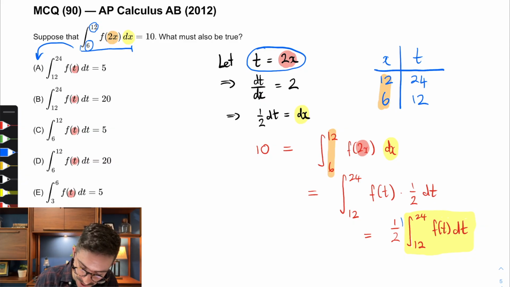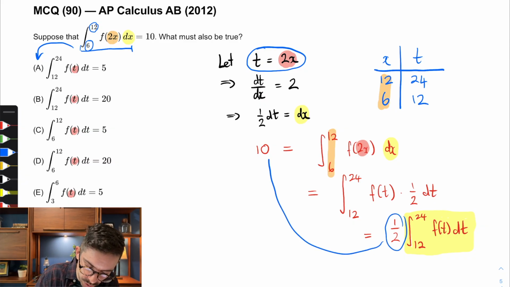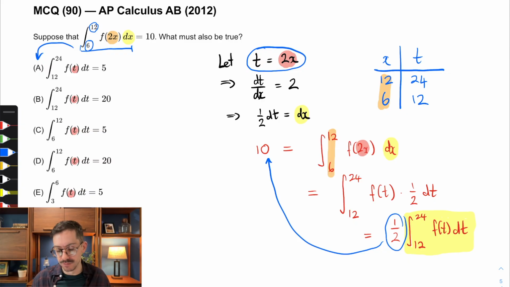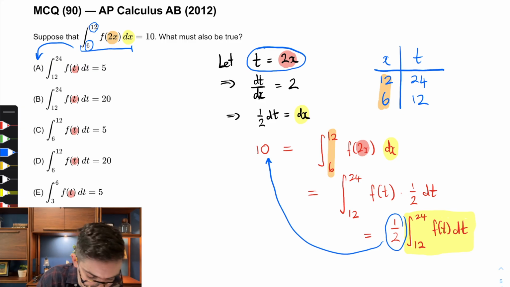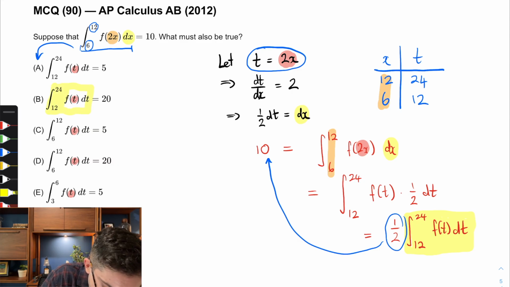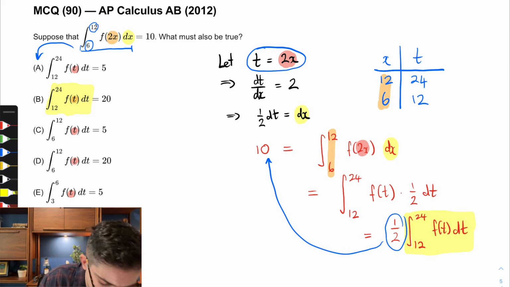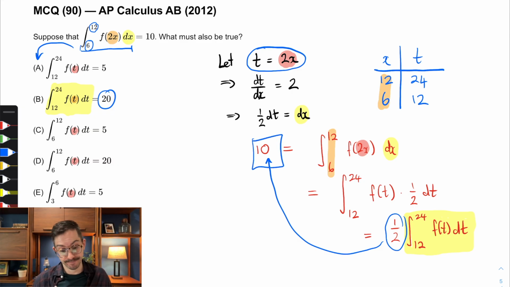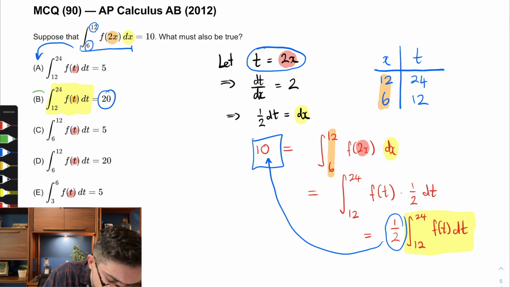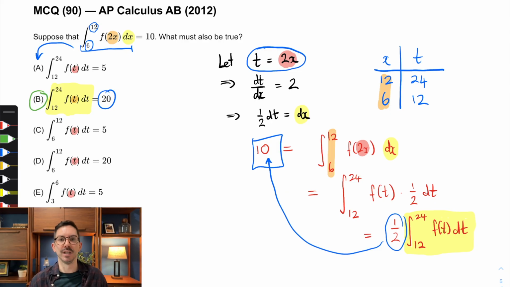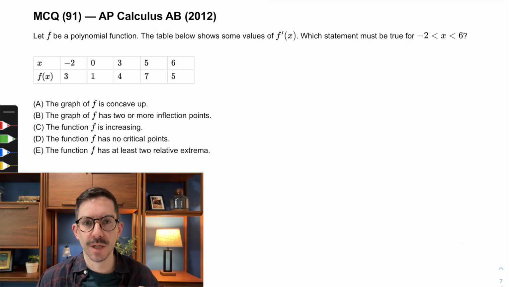So let's just multiply by 2 all the way up here to get that 20 equals the integral from 12 up to 24 of f of t dt. Is that one of my answer choices? Well, we're in luck. Yes, this is indeed the integral that I have highlighted in yellow, and it is equal to 20, which is the result of multiplying 10 by 2. So the correct answer is answer choice B. Well done.